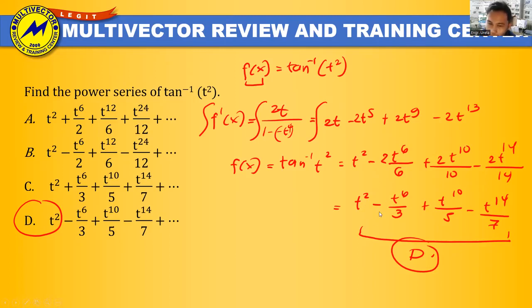Okay, so pag sinimplify nyo, makukuha nyo yung sagot dyan: t square minus t raised to 6 all over 3 plus t raised to 10 all over 5 minus negative t raised to 14 all over 7. Kaya ang tamang sagot, letter D.